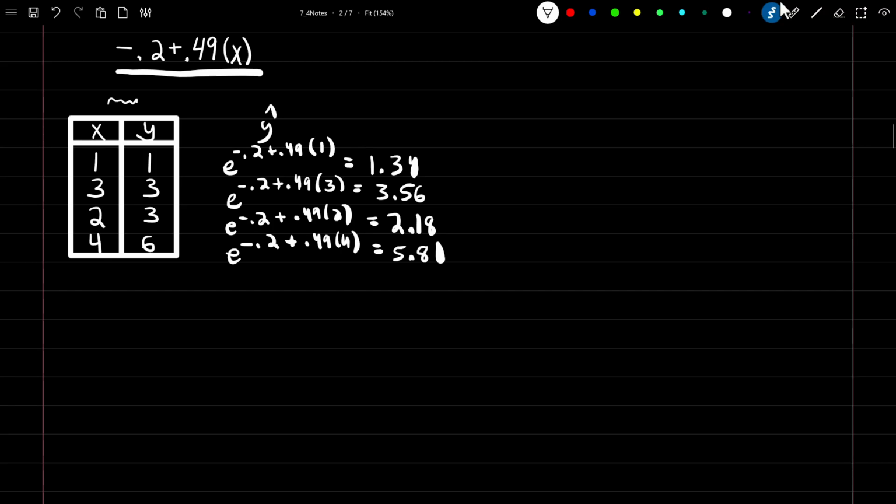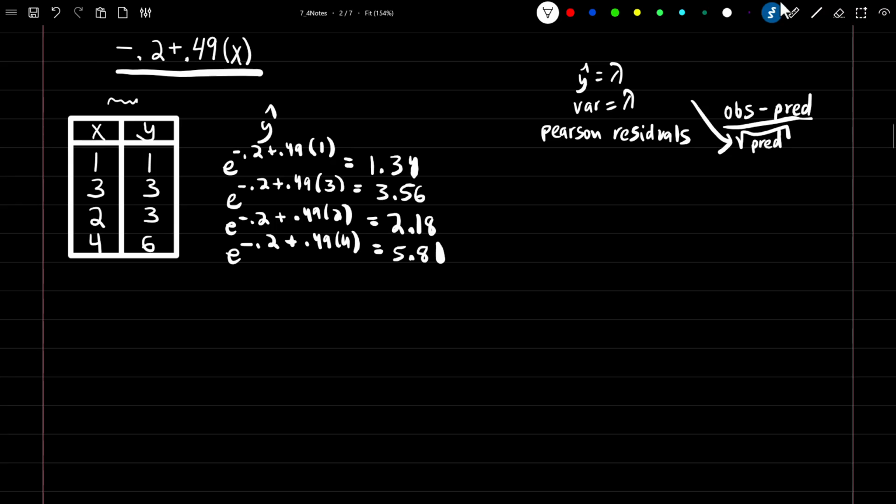So now let's find our Poisson residuals. The formula we're going to use for our Poisson residuals is our observed value minus our predicted value, and then over the square root of our predicted value. For your Poisson residual, the denominator is going to be the standard deviation from your distribution. Since we're using a Poisson distribution where the predicted value is equal to lambda and our variance is equal to lambda, the standard deviation is equal to the square root of lambda.